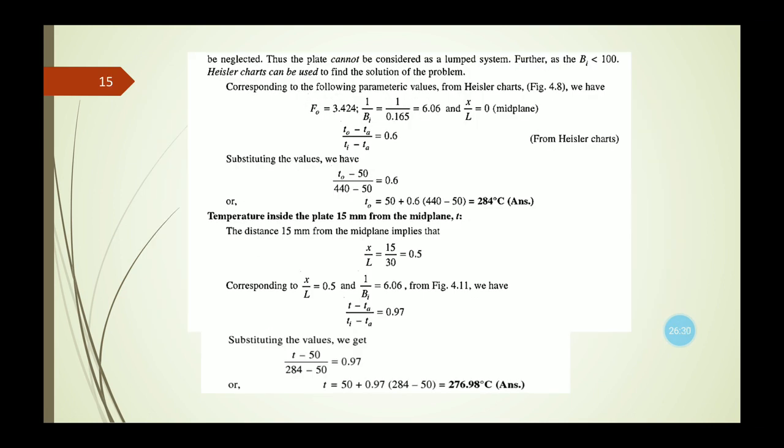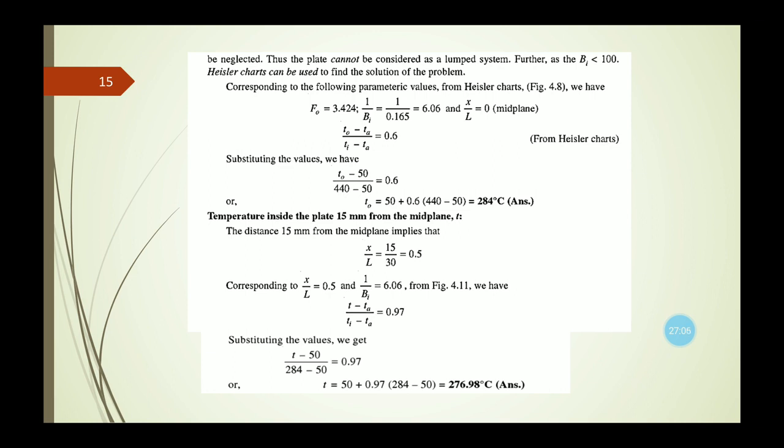Earlier, when the value of the Biot number was less than 0.1, in that case we neglected the internal resistances compared to the surface resistances, and we used the lumped parameter analysis approach. Now here, as the Biot number is greater than 0.1, the internal resistances can't be neglected. So that means the plate cannot be considered as a lumped system. As the value of the Biot number is less than 100, the Heisler charts can be used here in this numerical to find the solution of the problem.